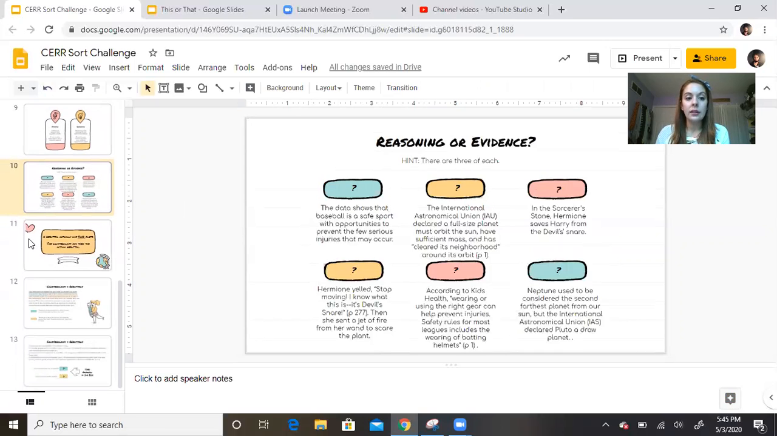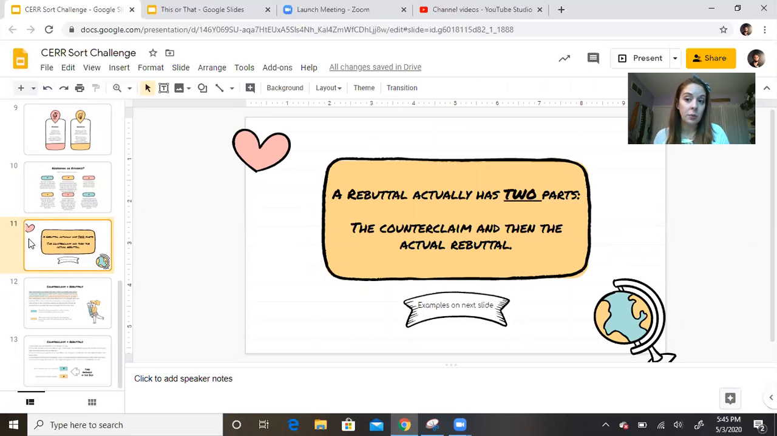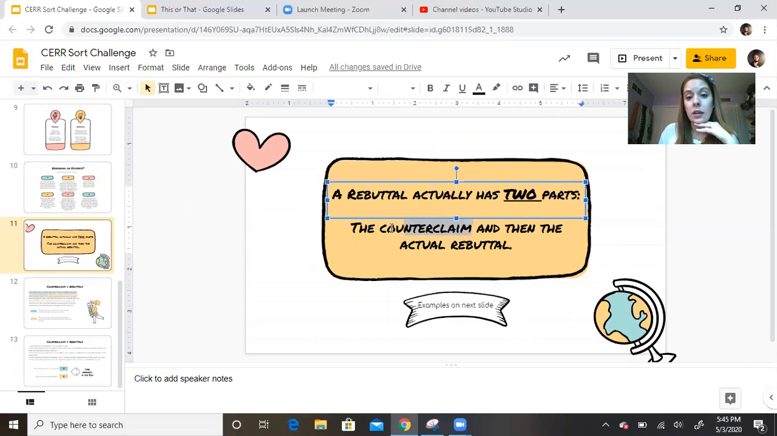Then we're going to go on to slide 11. Slide 11 is going to introduce something that we haven't talked about very much together, and that would be the rebuttal. The rebuttal actually has two parts, so it's kind of sneaky. The rebuttal has something called a counterclaim. Remember, you're giving a claim, so if someone counters you, that's when they give you the other side of the argument. If you're saying that blue is the best color, a counterclaim would be somebody who comes in and says, no, blue isn't the best color, it's yellow, right? So a counterclaim is something that doesn't match you.